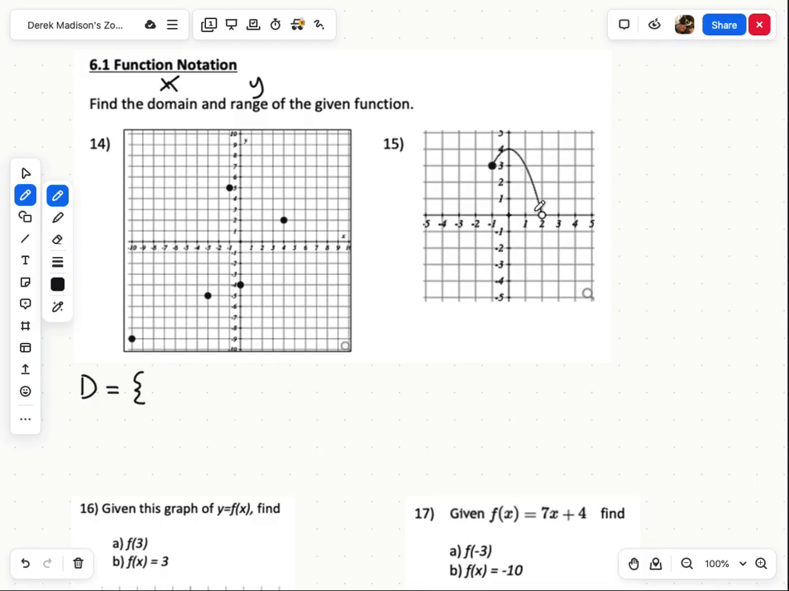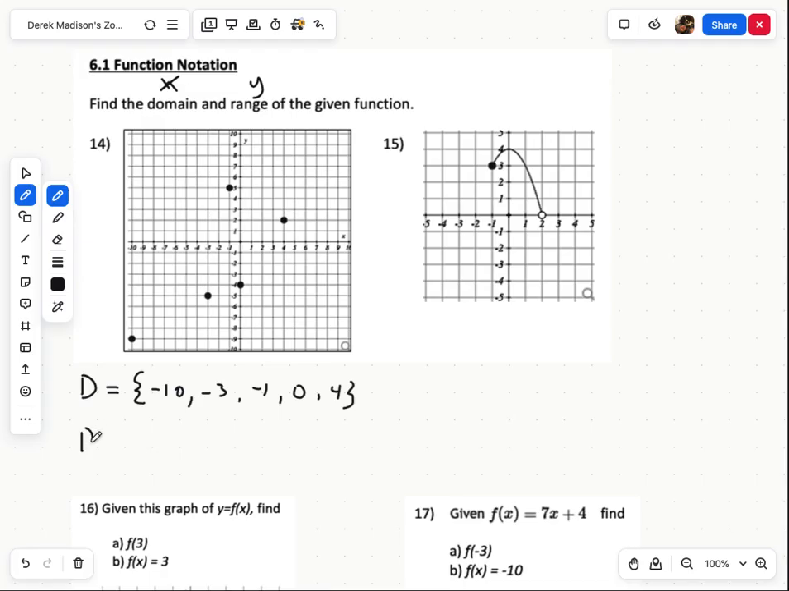When it's something continuous like this next example, for that we would want to use interval notation. So our domain in this case is going to be all of the x values that are represented. So -10, -3, -1, 0, and 4. And that's all of the x's.